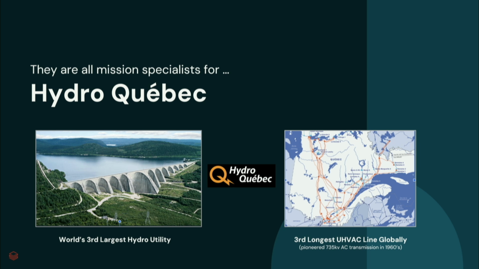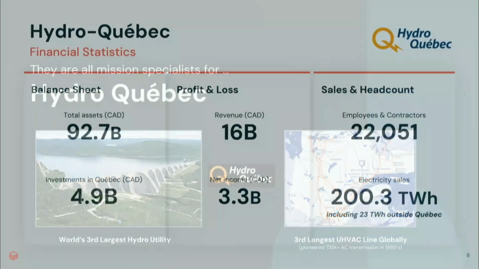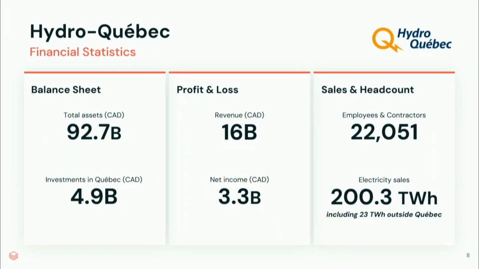Thus, you need to transmit over very long distances. Hydro-Québec doesn't have the longest transmission lines in the world, but pretty long. And they were innovators back in the 60s, creating ultra-high voltage AC transmission lines. I learned so much in my job. This is awesome! 735 kV AC transmission, they were the pioneers of this. So the Brazilians and the Chinese are benefiting from some Quebecois innovation. Now, the numbers, right?